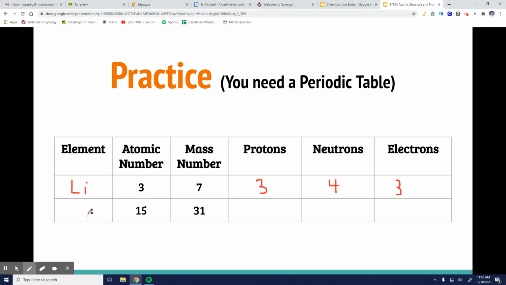Our next atom, if we look on the periodic table, has an atomic number of 15. That atom is phosphorus.